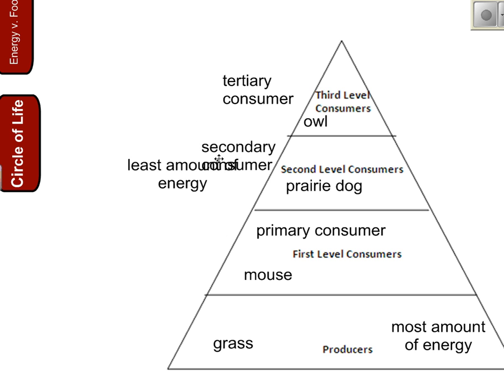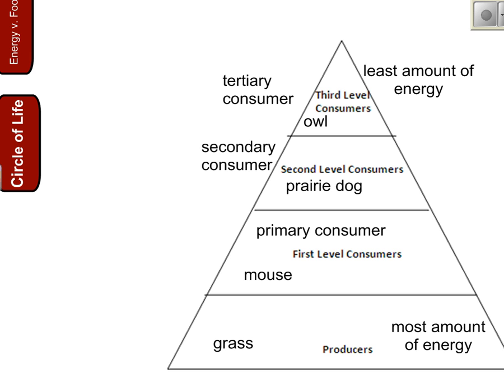But at the top, we know that they have the least amount of energy, because every time they go up a step, they lose 90% of that energy to their life processes and also to the environment as heat, and only 10% is getting passed from the grass to the mouse, and only 10% of that is getting passed from the mouse to the prairie dog. Then only 10% of that is getting passed from the prairie dog to the owl.